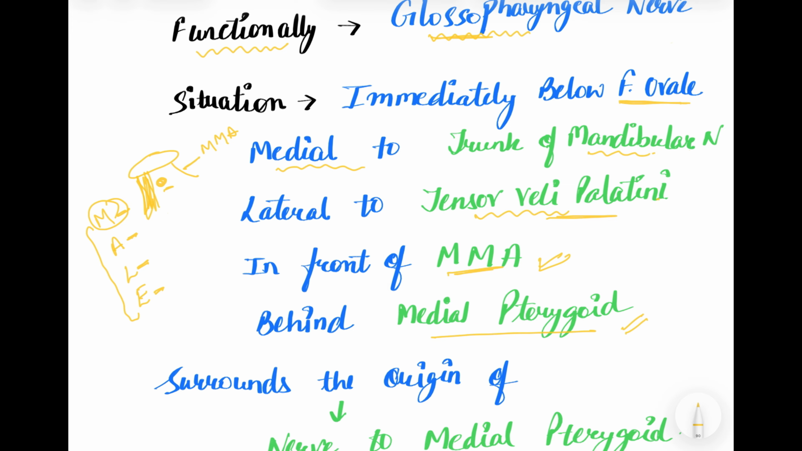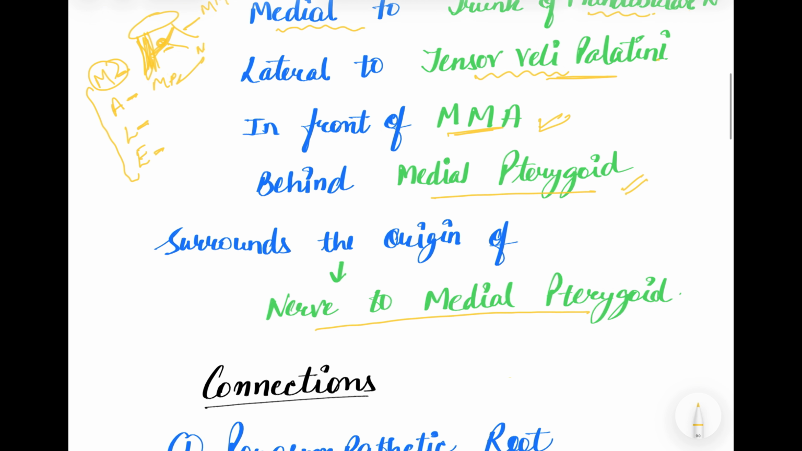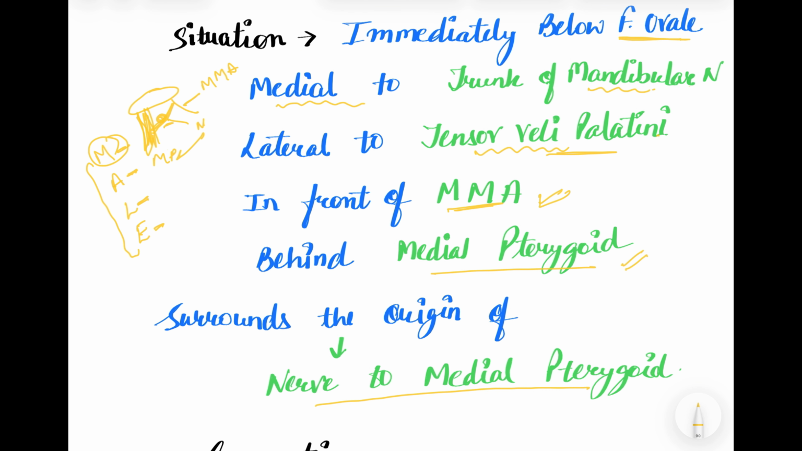This ganglia is surrounded by the nerve that is supplying your medial pterygoid, that is the nerve to medial pterygoid. So these are the location and relations with the structures which are lying over there, right?